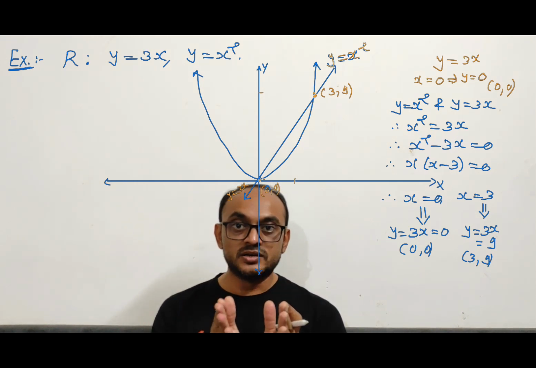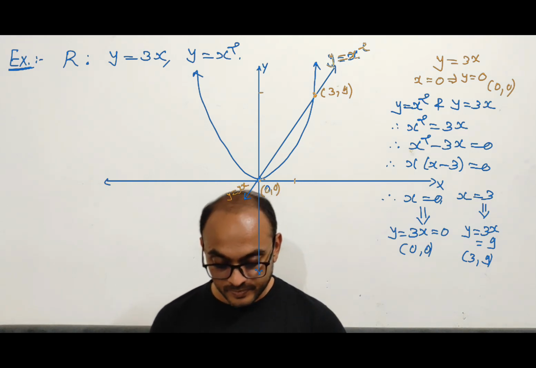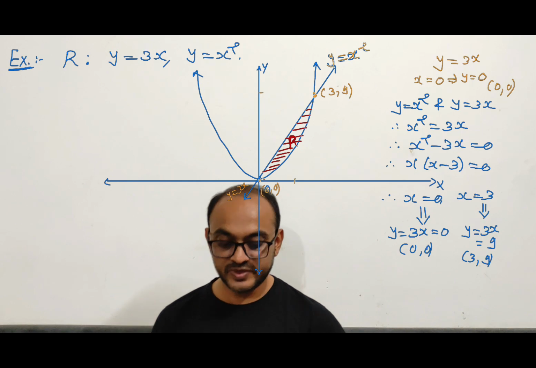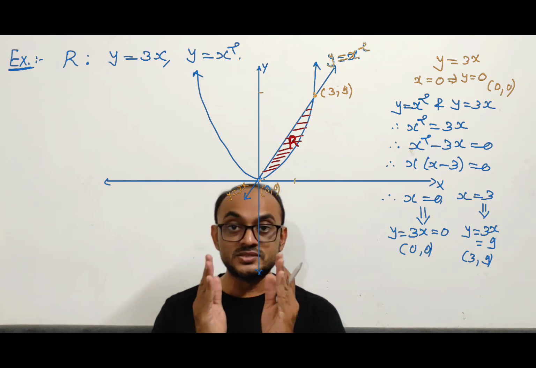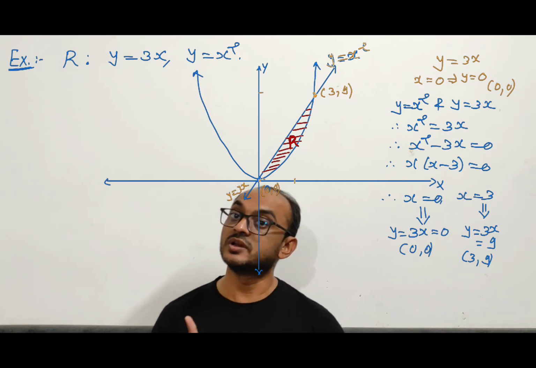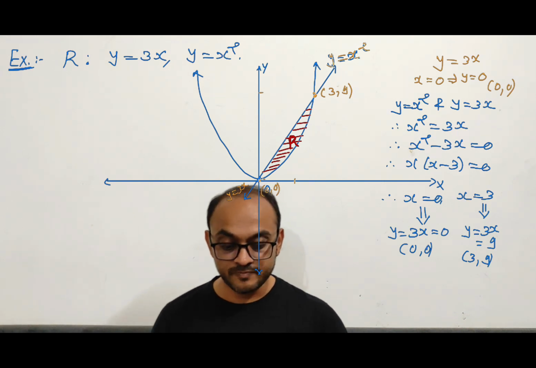What is the region here? The region is bounded by these two curves. So the portion bounded by these two curves is this. So my region R is this. Now once the region R is clear, we are able to write the limits. So let us start the procedure to write the limits.